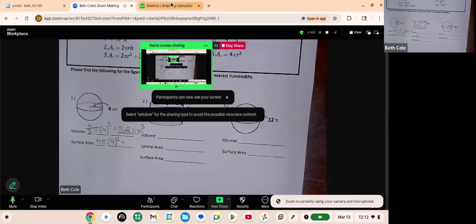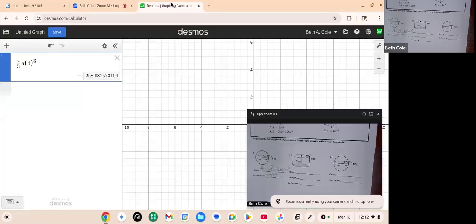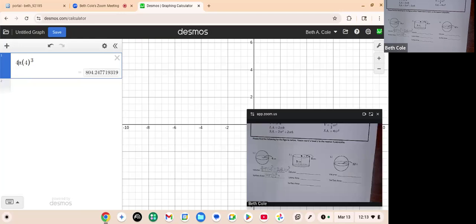It won't calculate it right if you don't put the parentheses. It won't multiply it correctly. I guess the other thing you could do is put like times, like that little dot there, but I think this is easier, so that's just how I do it. So let's see. It is 4 pi and then 4 squared.